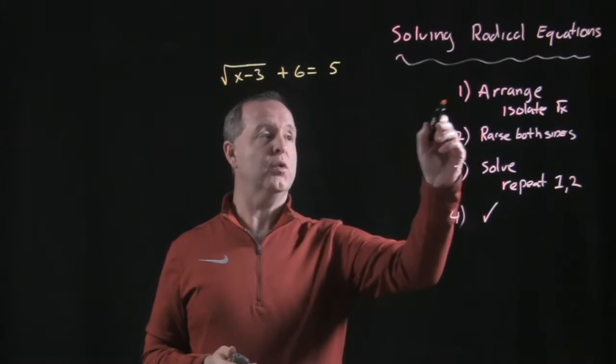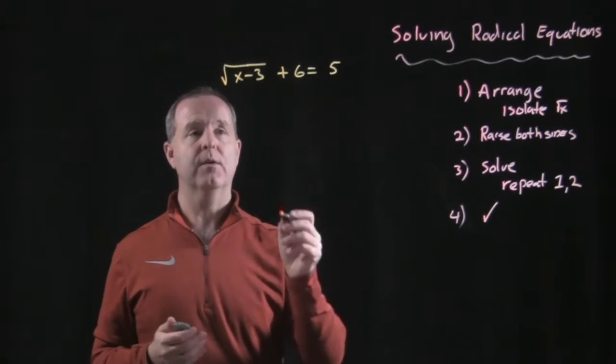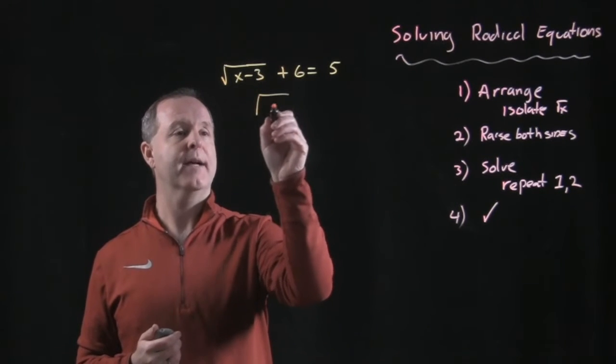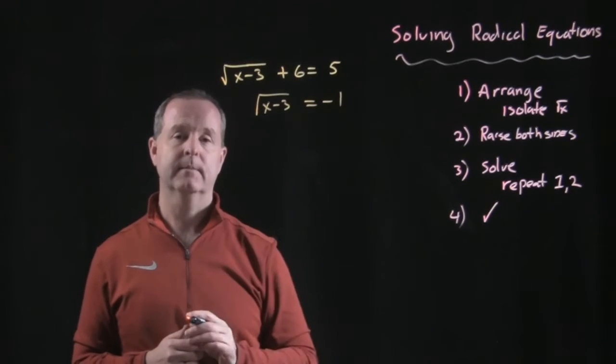Step 1 says let's rearrange and isolate the root, or the radical. So here we're going to subtract 6 from both sides to begin with. So I have the square root of x minus 3 equals negative 1.